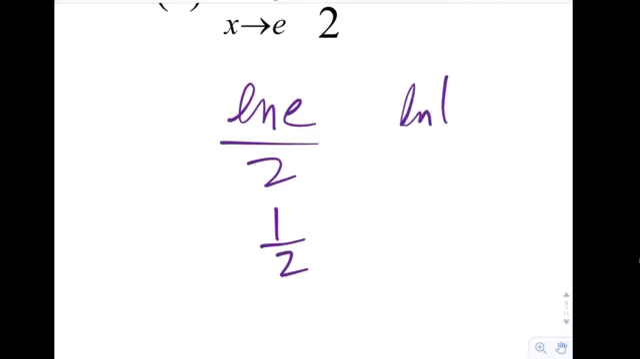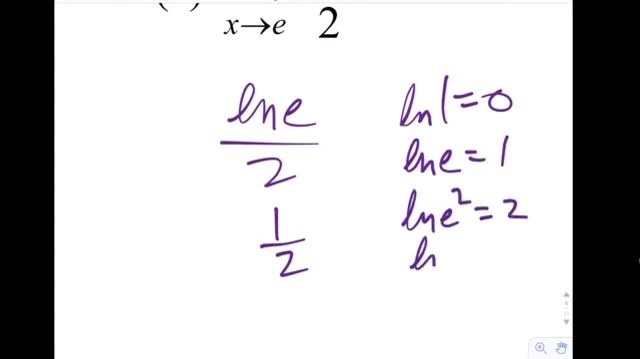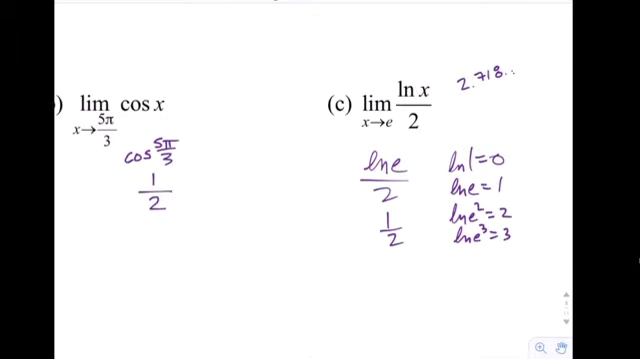Yeah. You need to know the natural log of 1 is 0. The natural log of e is 1. The natural log of e squared is 2, so on and so forth. The natural log of e cubed is 3. This is really the natural log of e to the first. This is really natural log of e to the 0. E to the 0 is 1. So it's really the same pattern. But yeah, the answer is 1/2.